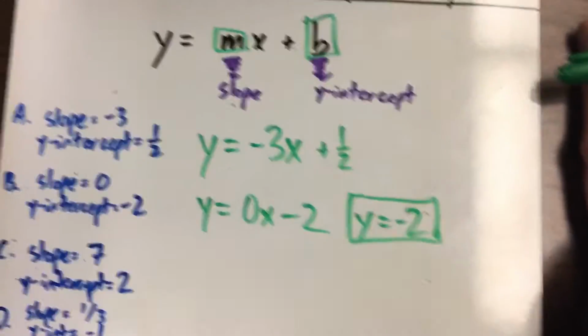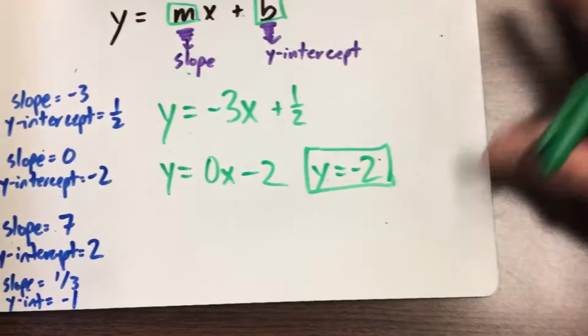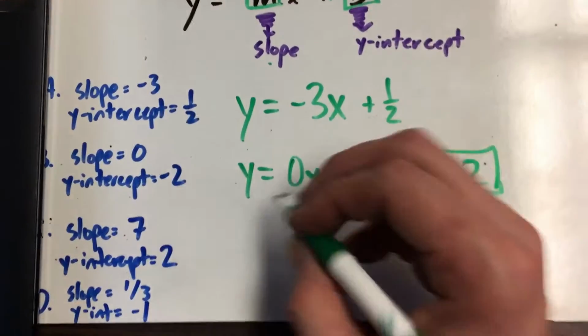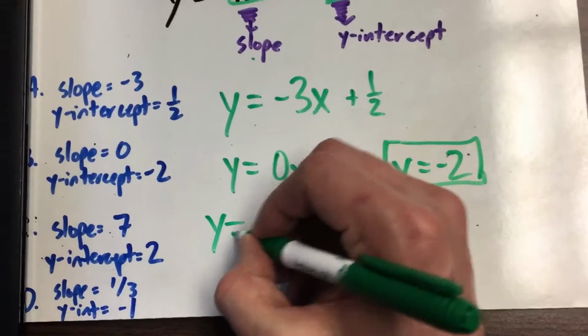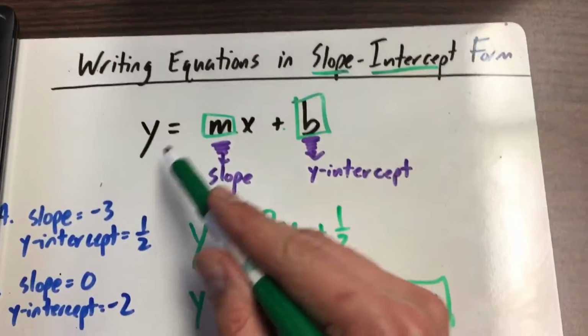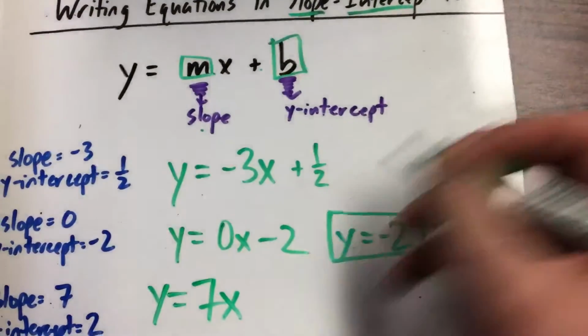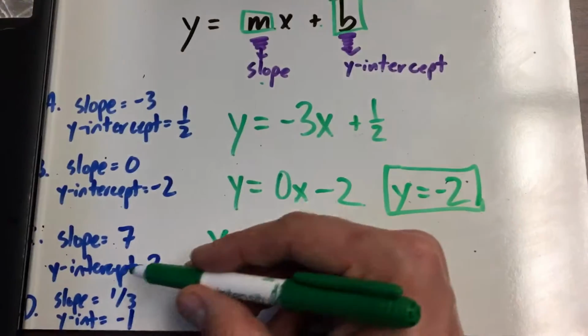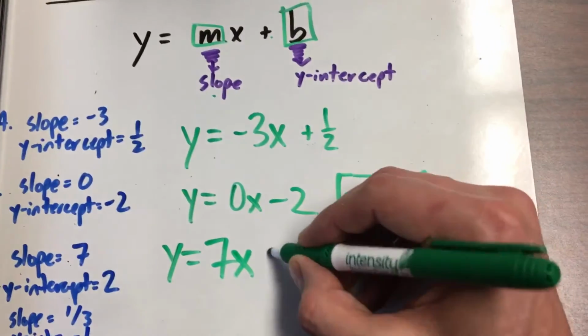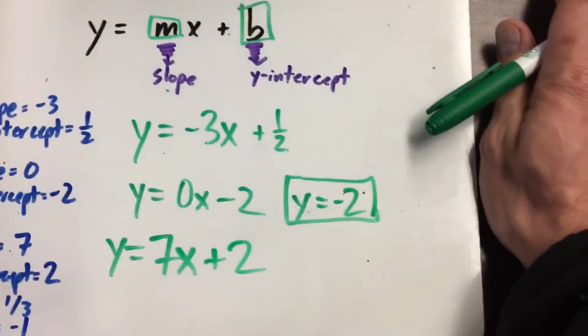Letter C. Apologies, I got this glare coming off the light. Got to hold my phone a little bit further over. This one, the slope is 7. So up here, when I get to my slope, I'm going to put a 7 right there. So 7x. And then the y-intercept on this one is +2, so I'm going to put plus 2. Nothing crazy about that one, so I'm done.